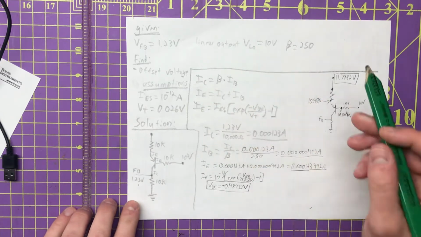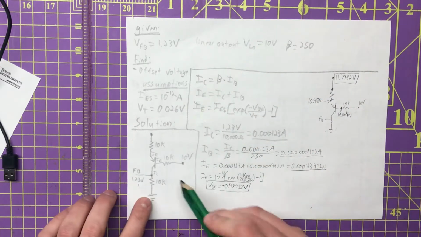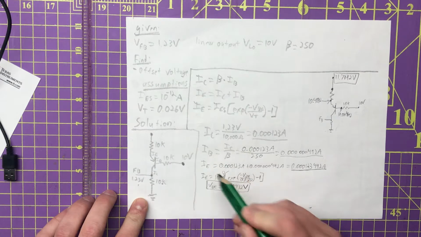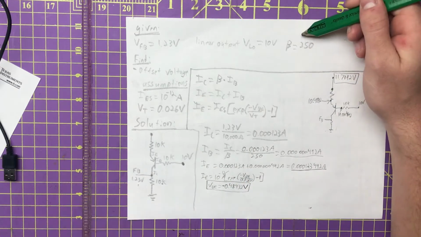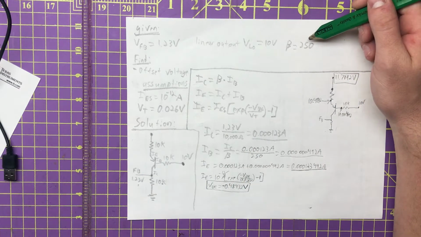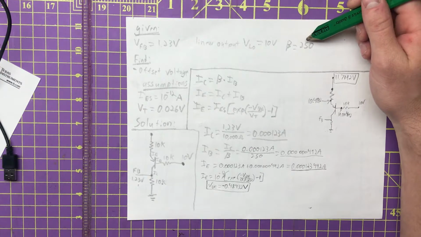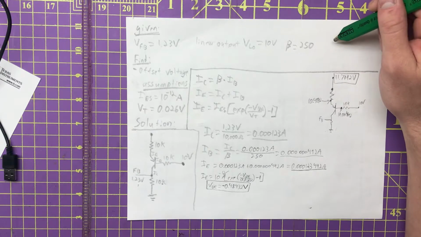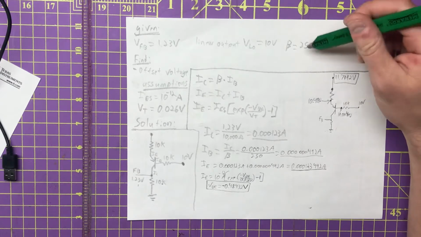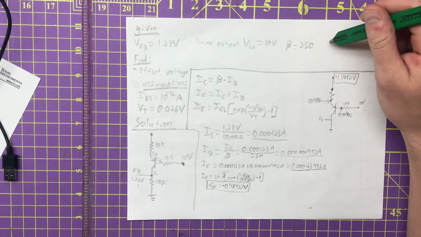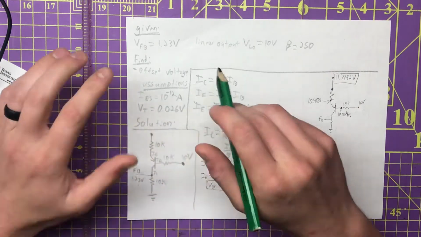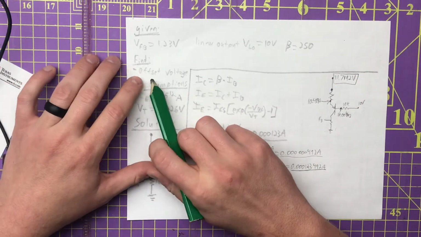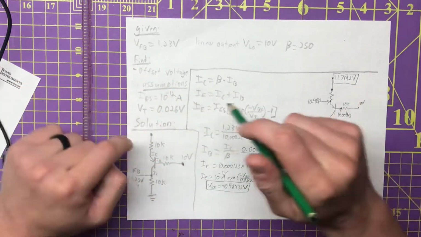Linear output voltage, I'm just saying a constant 10 volts. So I have 10 volts right here. Beta, I found from the datasheet for the BC327 to be 250 to 630. I use 250. You can go back and do all the calculations for 630. Doesn't matter. I don't really care that much. Find, I'm looking for the offset voltage.